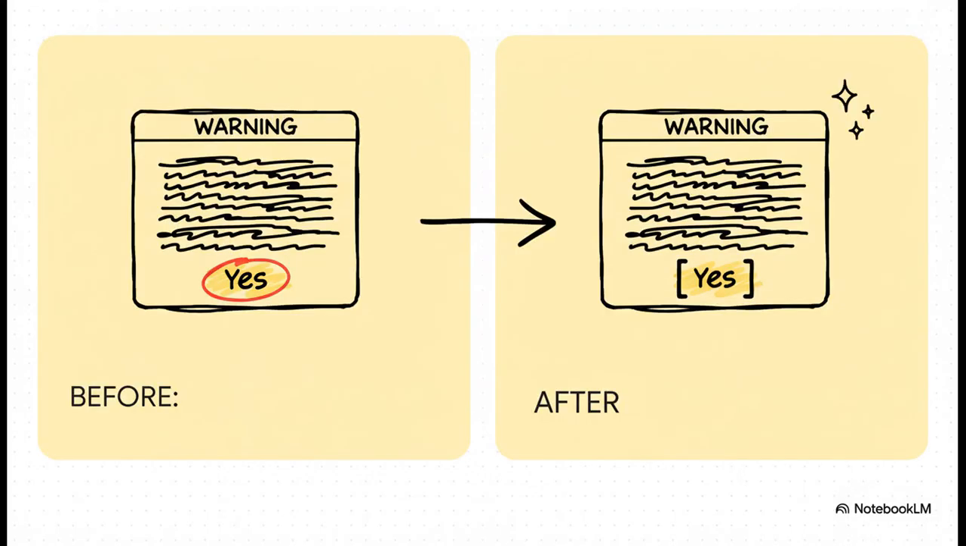And it gets even more granular than that. Look at this tiny change. The localization team went through and added square brackets around button names inside warning messages. Why? Purely for visual clarity. It makes it instantly obvious that yes is a button you can click. It's a tiny, almost unnoticeable change that just makes the user experience that much better.